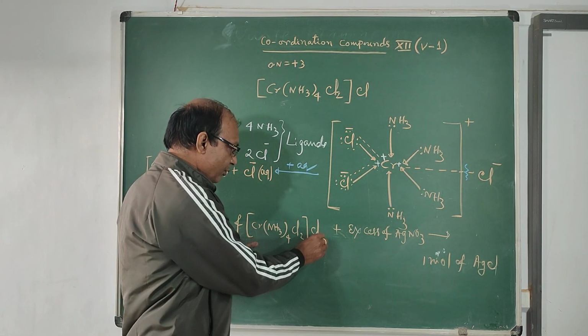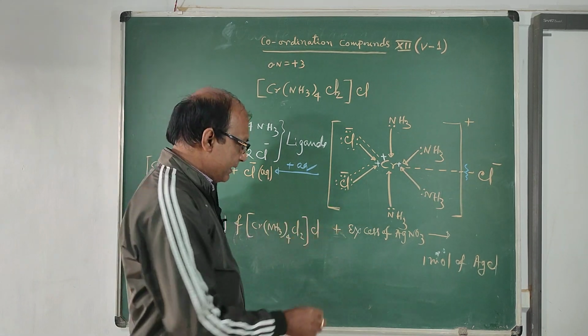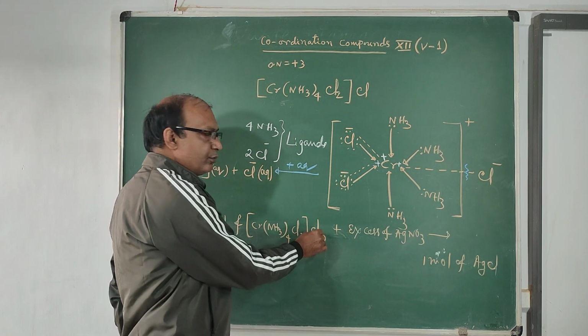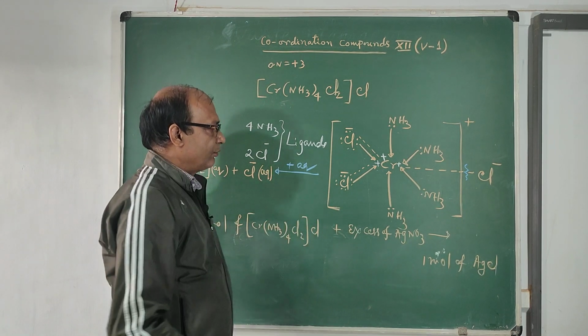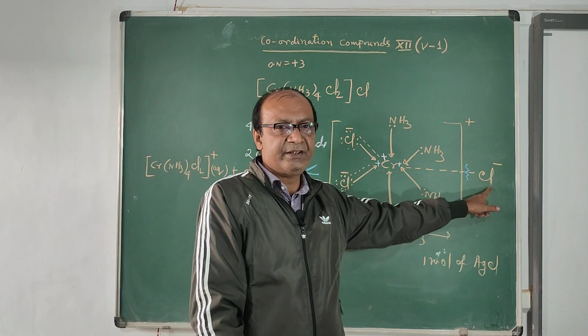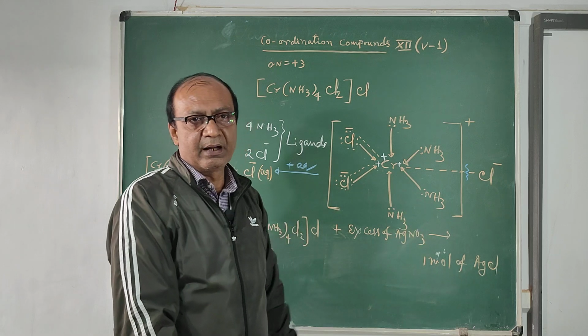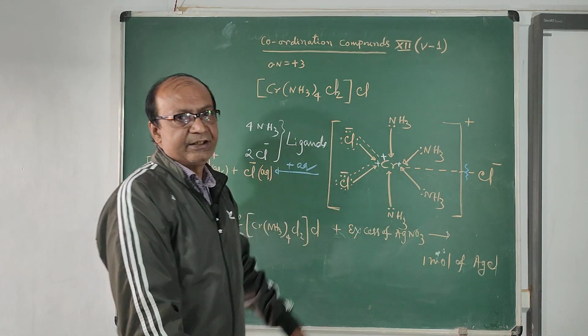This outside chlorine is completely separated after ionization. This is called the counter ion. What is the counter ion? The counter ion here is Cl minus. Cl minus is the counter ion of this coordination compound.